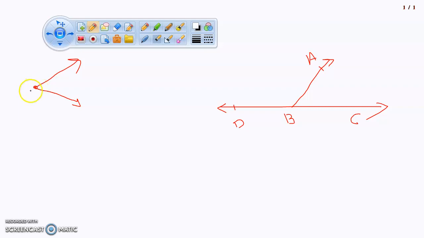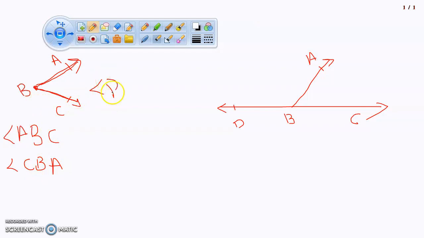We call this point the vertex. For example, with A, B, and C, this one we call angle ABC, and the two rays are combined together at one point, the vertex B. We can call this angle in many ways: angle ABC, or CBA, or angle B. So we can name an angle in three ways.